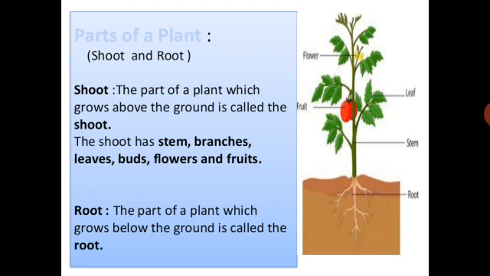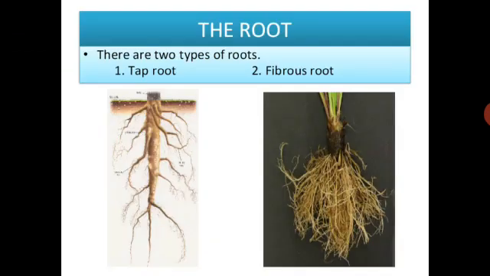Another part is root. The part of a plant which grows below the ground is called root. Below the ground means inside the ground. Observe the picture, you can see the roots inside the ground. Here is the root. There are two types of roots. First is taproot and another is fibrous root. Observe the picture.